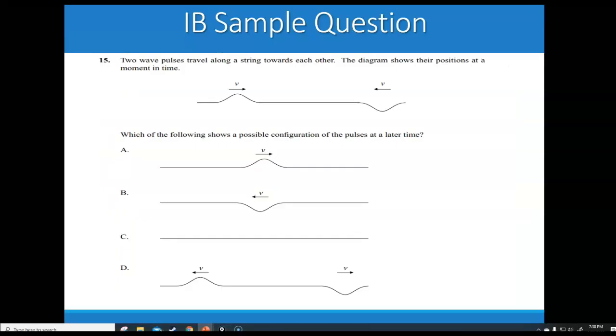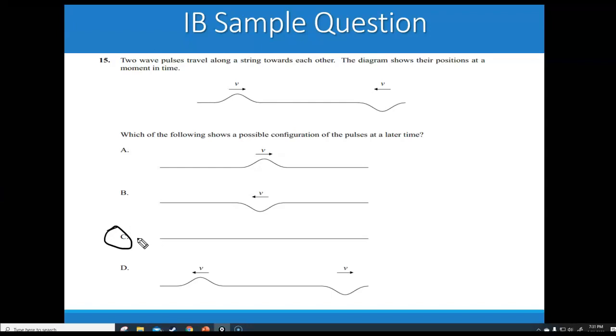Let's look at some IB questions. This is a really easy IB question actually. The wave pulses travel along a string towards each other. The diagram shows their positions at a moment in time. Which of the following shows a possible configuration of the pulses at a later time? Now clearly we know that when the two waves meet up, because they appear to have the same amplitude, but one has a positive displacement and one has a negative displacement, when they completely overlap, you would expect them to cancel out. And that's an example of what's called destructive interference. And so that would correspond to answer choice C, which is in fact the correct answer.